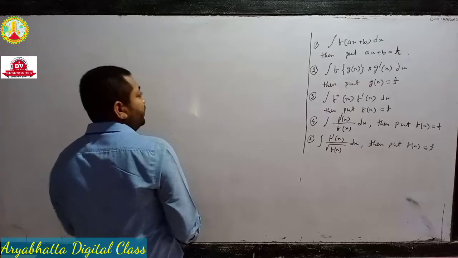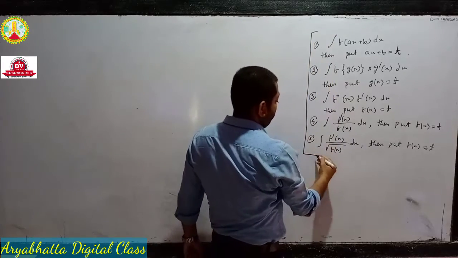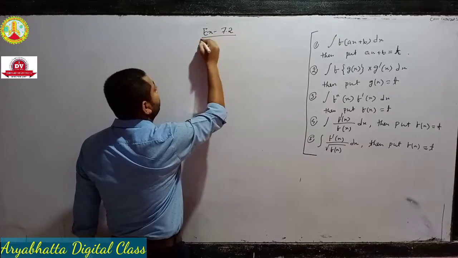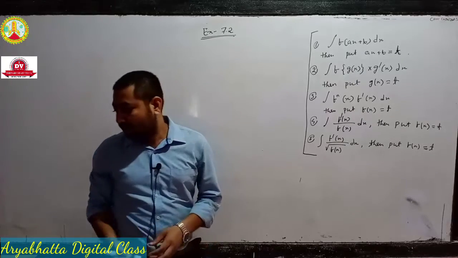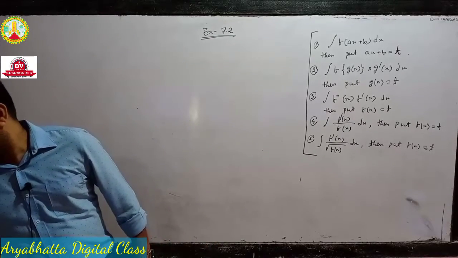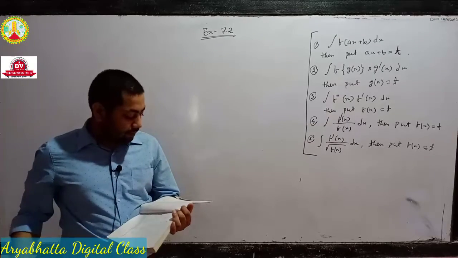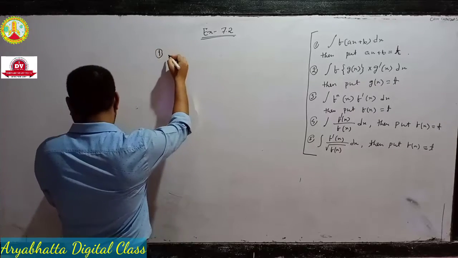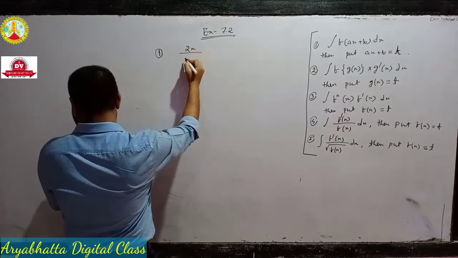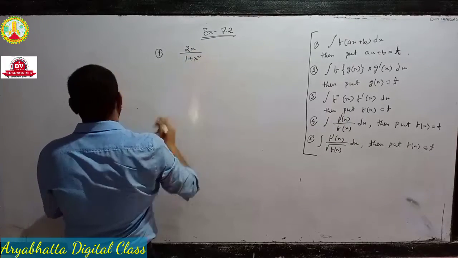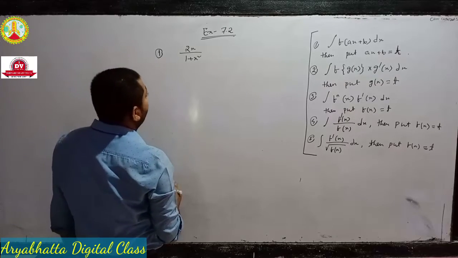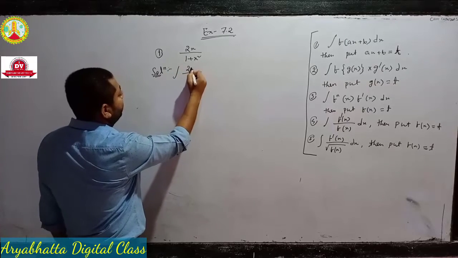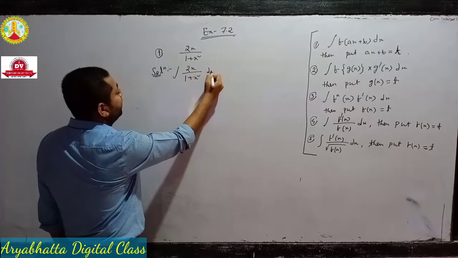Now we will discuss exercise 7.2. Question number 1. Integrate the function 2x divided by 1 plus x squared. Solution: integration of 2x divided by 1 plus x squared dx.